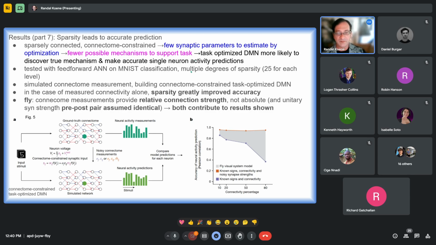So what they did is they trained feed-forward artificial neural networks on a classification task of MNIST input image sequences. Those are their ground truth networks here.